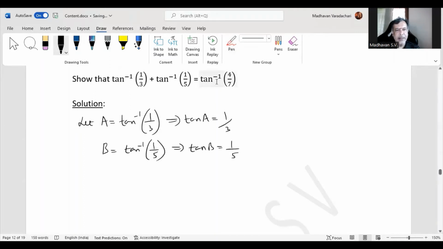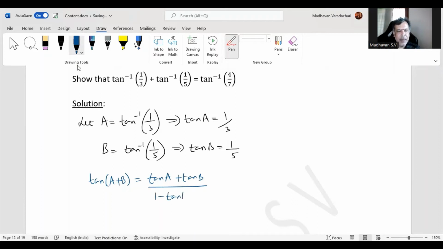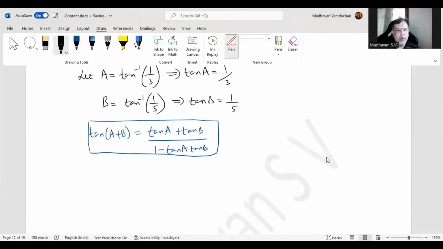Now, since the right hand side is also involving tan inverse, and in between there is a plus sign, we will be using a trigonometric identity, which is tan of A plus B equals tan A plus tan B divided by 1 minus tan A tan B. We'll be using that. So if we use it, what do we get?